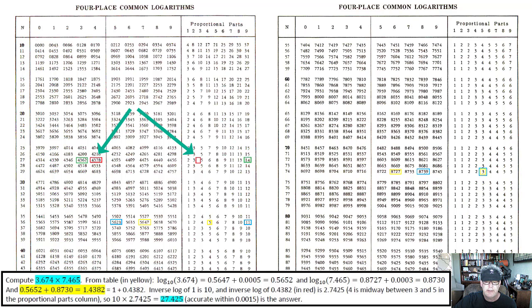Inverse log of 0.4382 is 2.74, and I'll say 25, because 4 is midway between the 3 and the 5 in the proportional parts column. So I added 0.004. So that gives me, as I said, 2.7425. So my answer for the multiplication is 10 times 2.7425, or 27.425. Not easy to say when I can't write it down. But that answer is accurate to within 0.0015. So, I mean, it's pretty accurate.